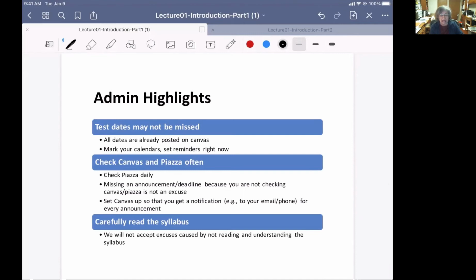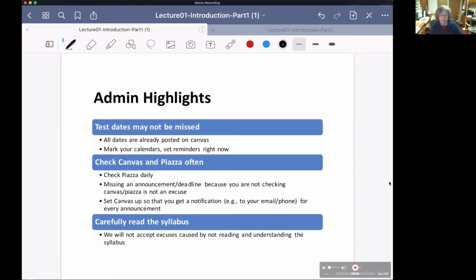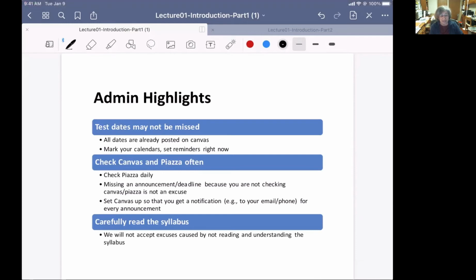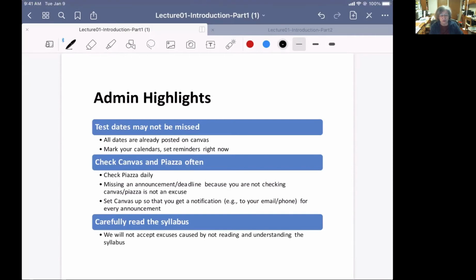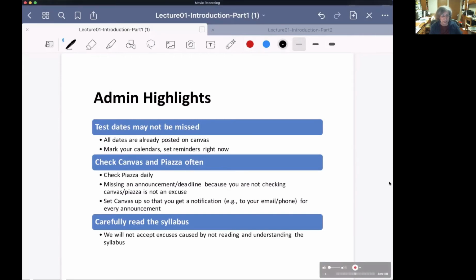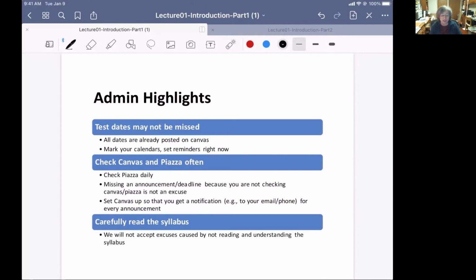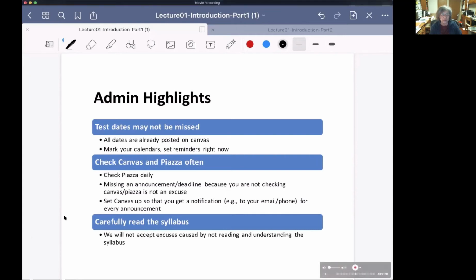So like today, I had to make an announcement that it would not be live streamed because I had the problems, and I sent that out as an announcement on Canvas today. So don't miss these announcements. Also, carefully read the syllabus. Saying that I didn't know we were supposed to do it is really not much of an excuse when it's been in the syllabus or in the modules from the first day of the class. So just look them over and make sure you understand it and you read them.